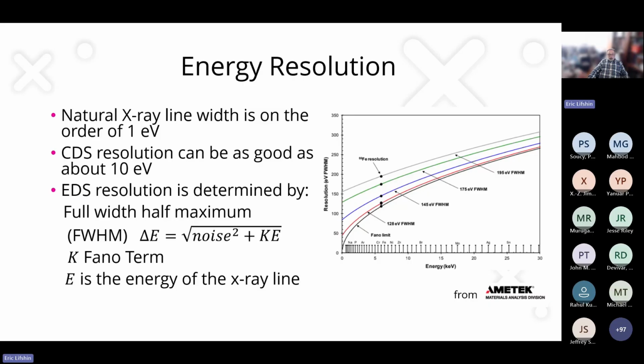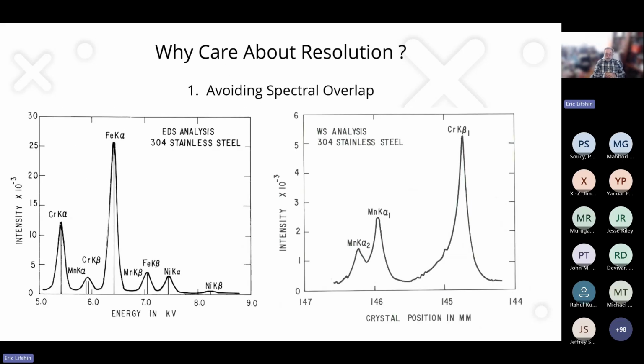With a good crystal diffraction spectrometer, you get down to about 10 eV. With an EDS, the full width at half max of those peaks goes as the square root of a noise term squared plus a constant, which we'll call a Fano term, times the energy. So the energy resolution is a function of the energy of the line. But without going into details on this graph, basically, there is a limit. When noise is 0 and you're looking at iron, you have a limit of about 100 eV.